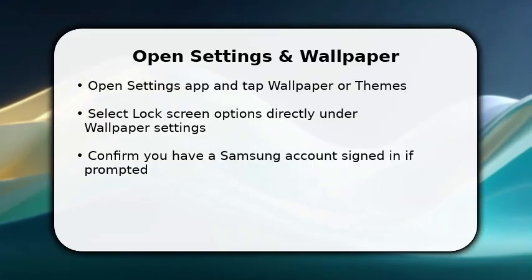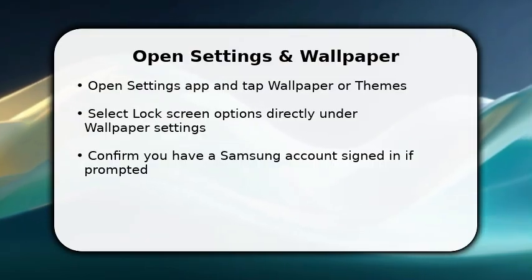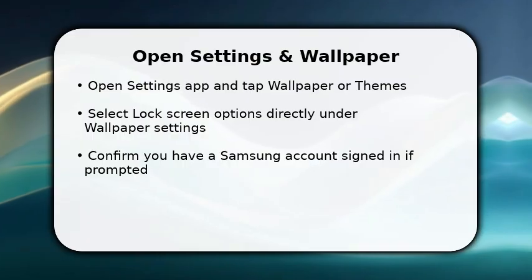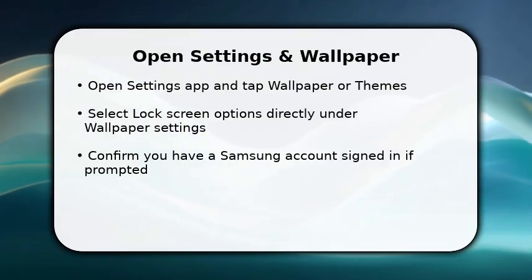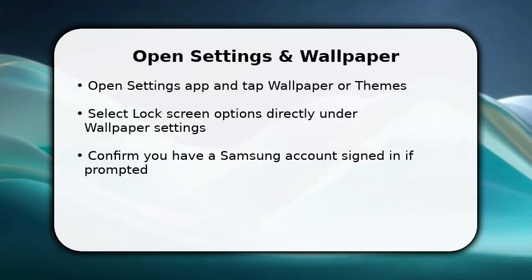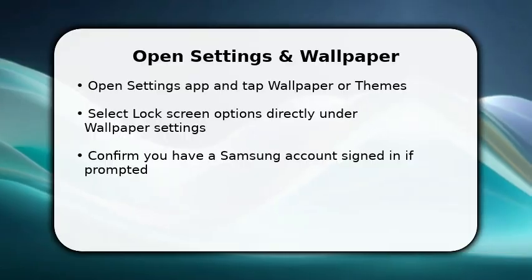You start by opening Settings and going straight to Wallpaper or Themes. This puts lock screen controls within reach. Tap Lock Screen to view active themes and pick the one you want to disable. Once done, make sure to check whether the theme is applied to both home and lock screens.